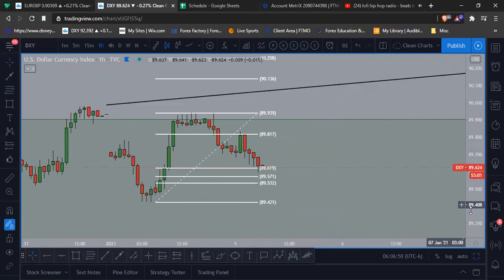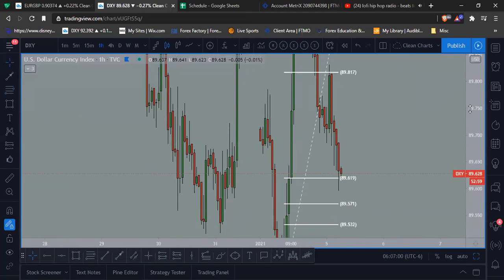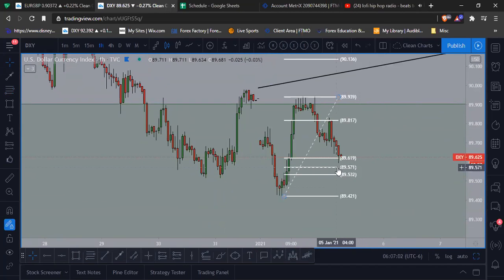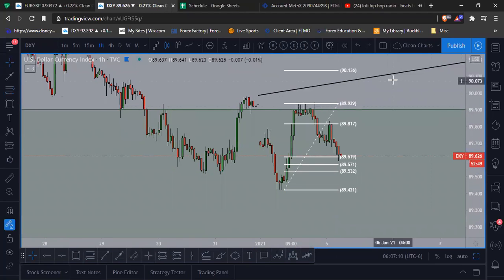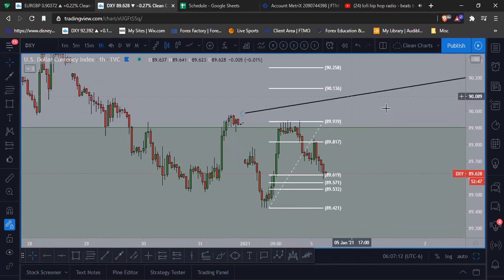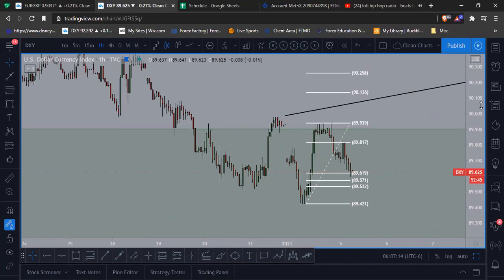Now it is rejecting off of this 61.8 fib that I have right here, but I would ideally want it to come down to 89.571, show some type of support there, and then start to move to the upside, because I am still looking for bullish moves on the US dollar. I don't want to look for sells right now. So like I said, I'm looking for price to creep down a little lower and then pop to the upside. That's what I would love to see on the US dollar.